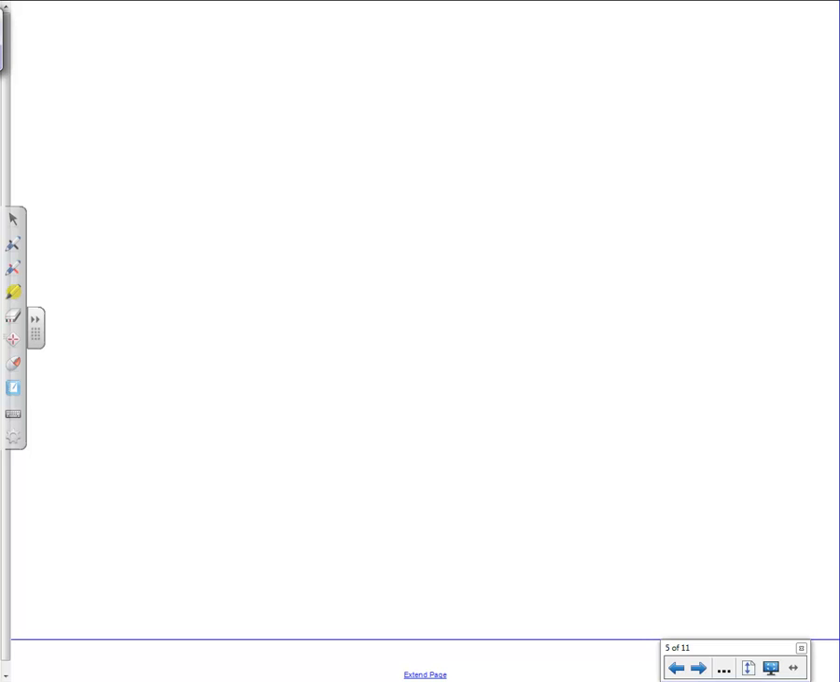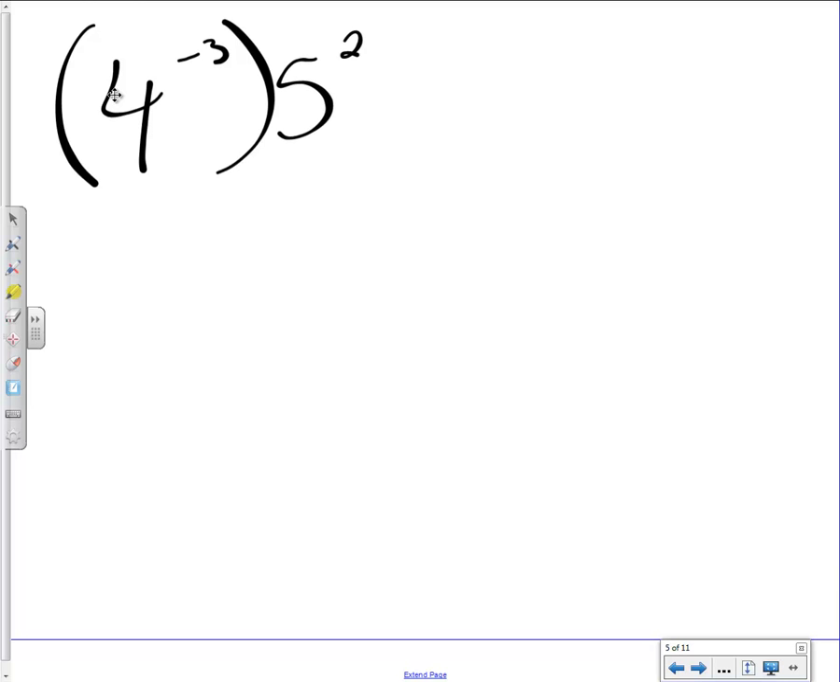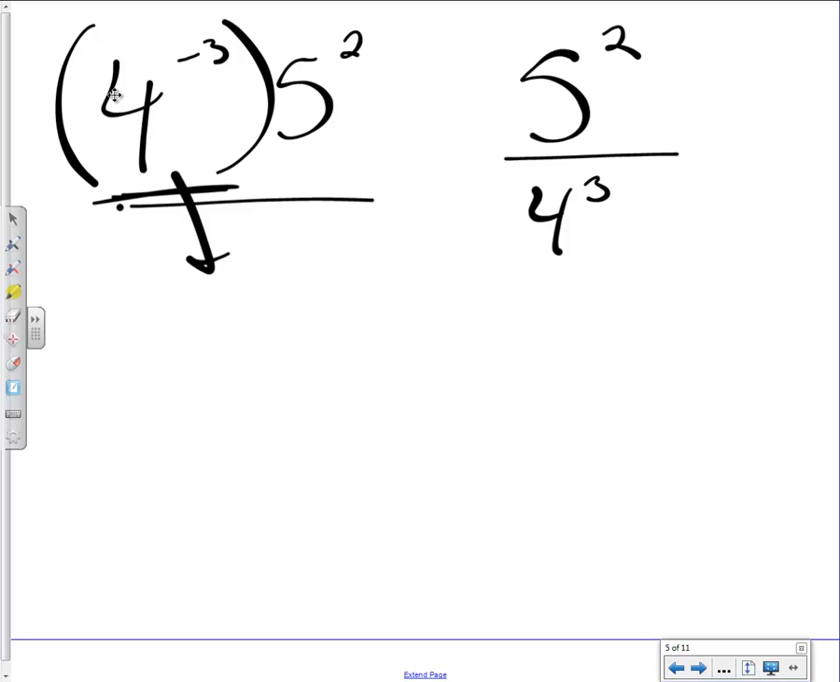Okay, this problem is going to be 4 to the negative 3rd power times 5 squared. This piece is a negative, so it's got to drop to the denominator. So I have 5 squared over 4 to the 3rd.